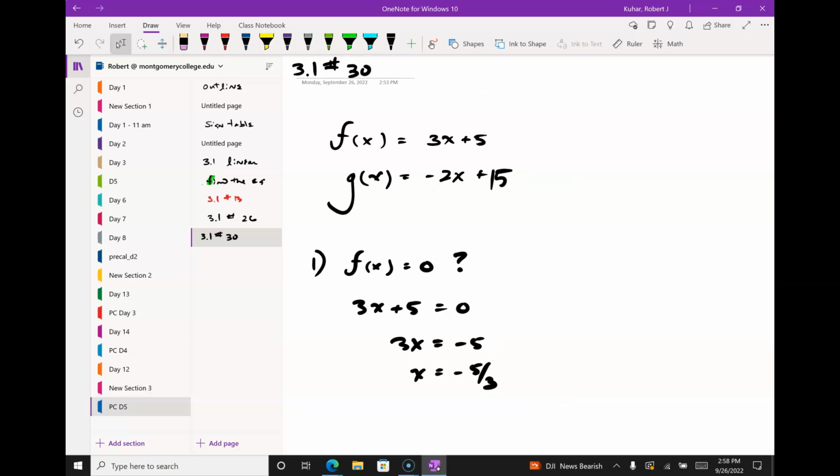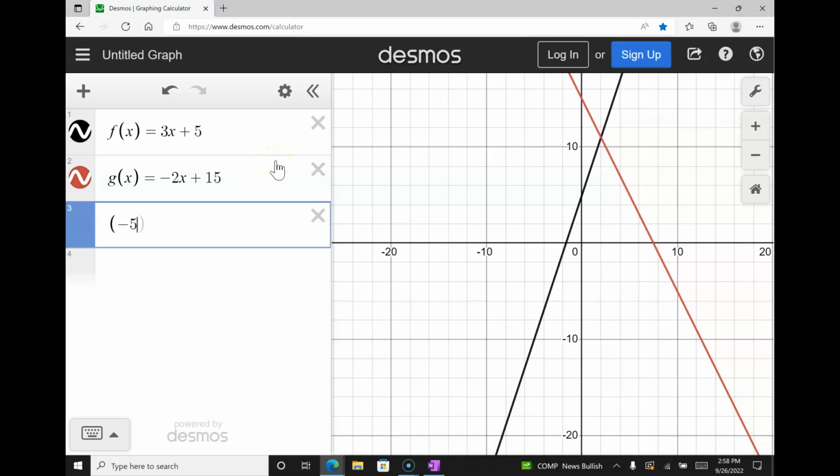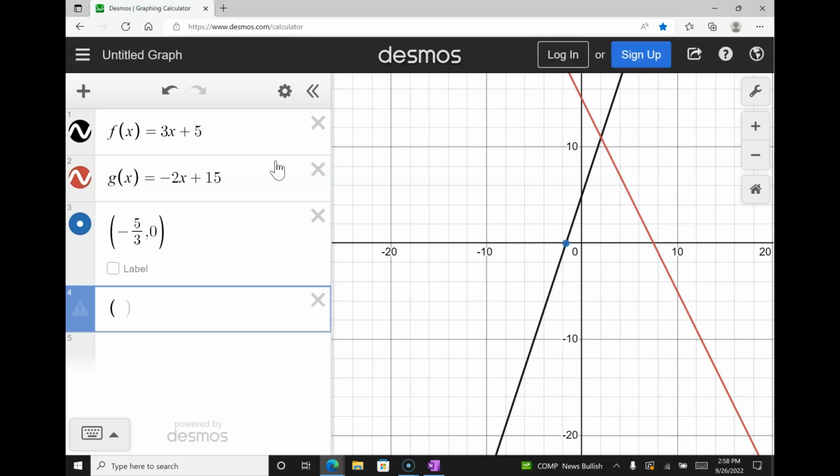So anyway, this is my place where the black line hits the x-axis, yes? And watch what I do on Desmos. I say, okay, x is negative 5/3, comma 0. And then I plot my x-intercept. Yes, you with me? I already know my y-intercept there is (0, 5), right? So I've got the x-intercept and the y-intercept for the black line.